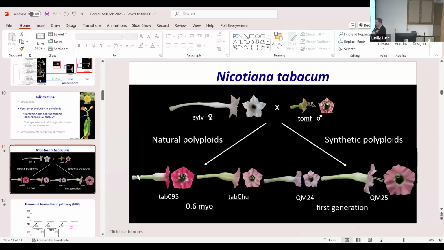Jeff and then Rob. What's the link with pollinators in the sizes and the pigments?